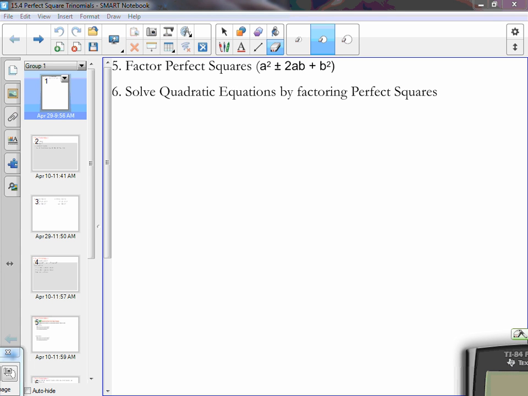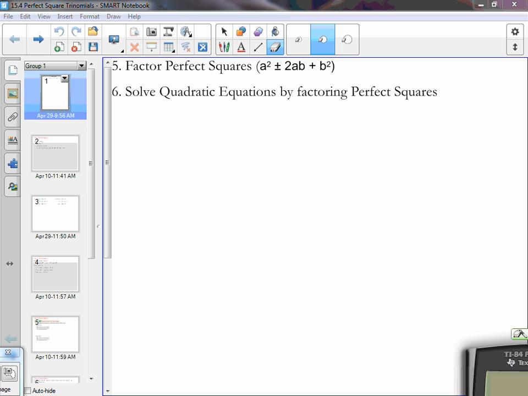All right, so today we're going to learn how to factor the first of our two special factors. Tomorrow we'll have something called the difference of two squares. Right now we're going to learn how to factor something called perfect square trinomials, or perfect squares.